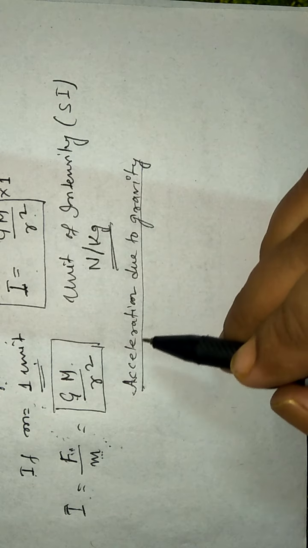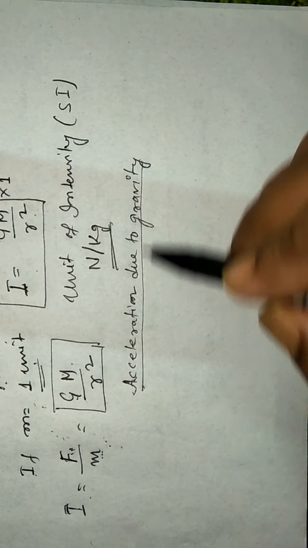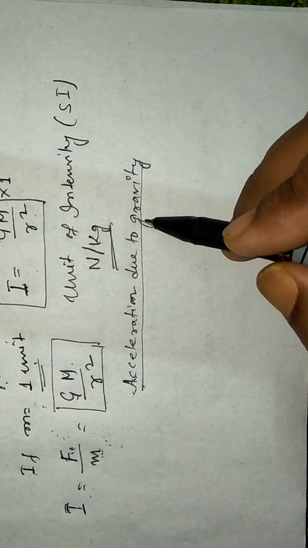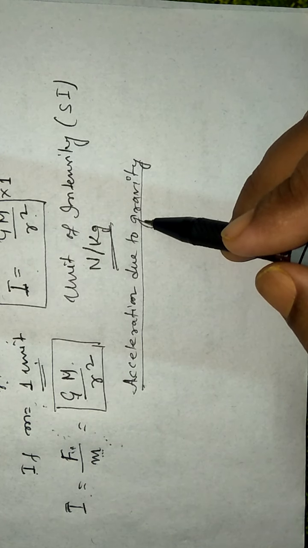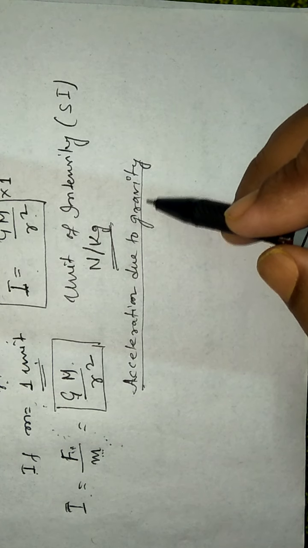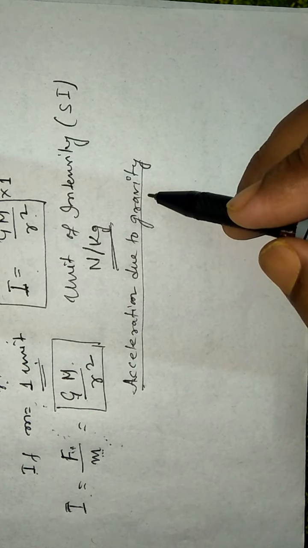Now let us understand what is acceleration due to gravity. The force of attraction between the earth and any other body on it is termed as gravity. The body in this case is attracted towards the center of the earth. The acceleration produced by this force on the body is termed as acceleration due to gravity.